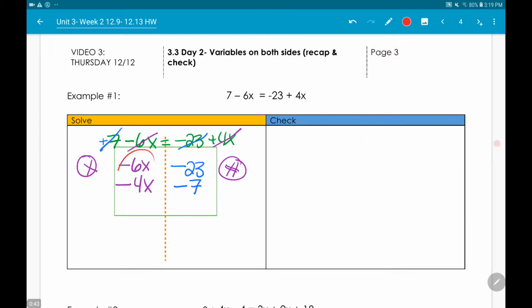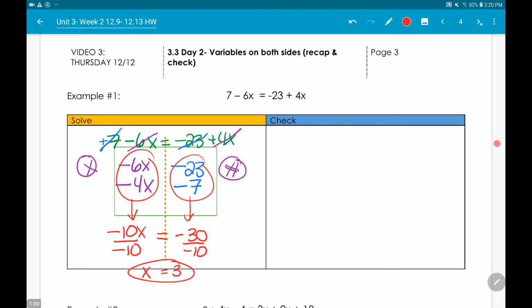All right, next thing up, combine. I get negative 10x is equal to negative 30. And then we divide by negative 10 to get x equals 3. All right, so is that correct?